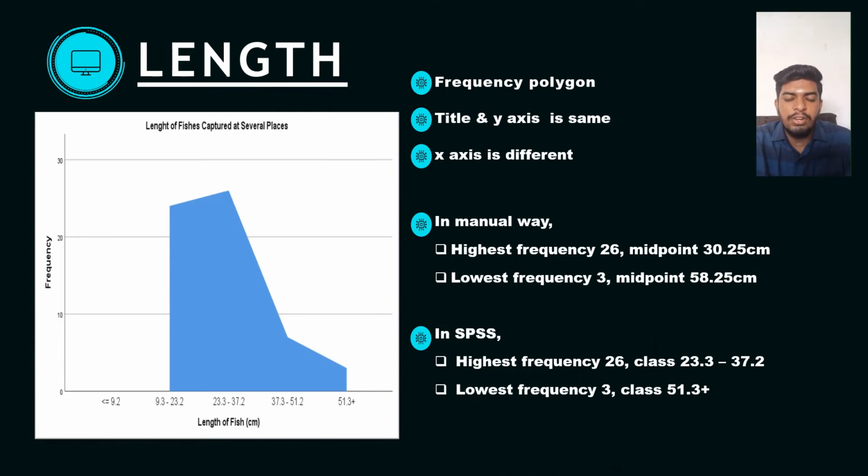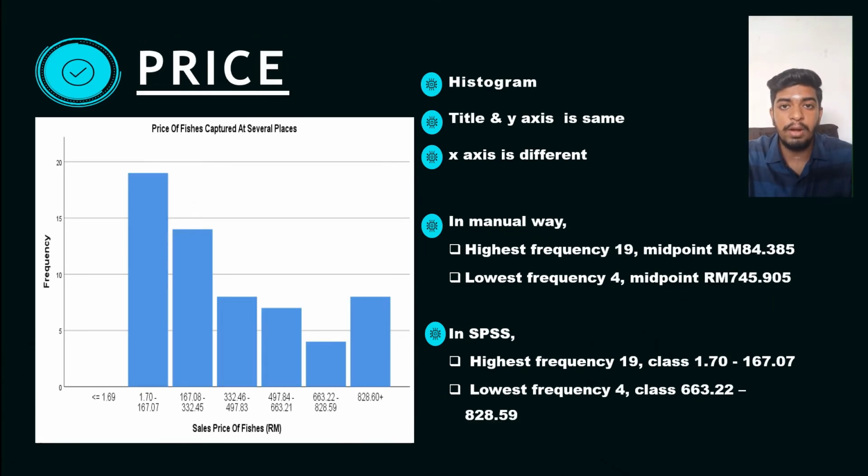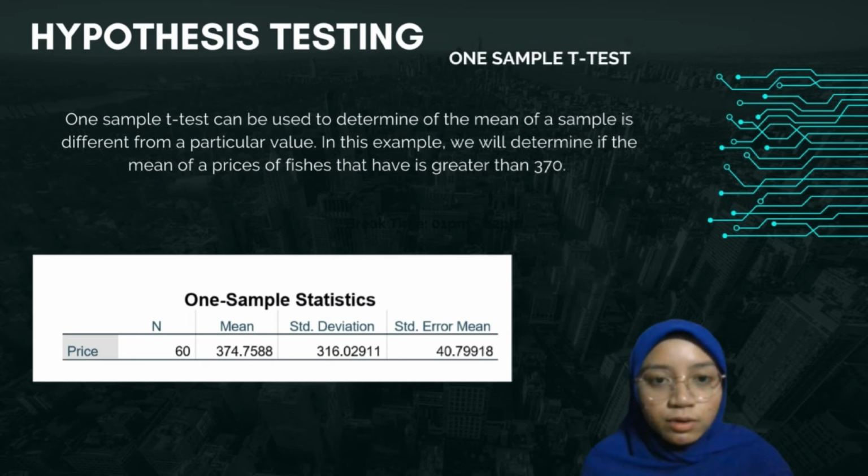After that, based on the frequency polygon graph of length by manual way and in SPSS, the title is the same, the length of fish captured at several places, and the y-axis is also the same, which is frequency, but the x-axis is different: in the manual way it refers to the midpoint, while in SPSS it refers to the classes. Lastly, based on the histogram of price from the two different ways, manual and SPSS, the title of both graphs is the same, the price of fish at several places, and the y-axis is also frequency, but the x-axis is different: in the manual way it stands for midpoint, while in SPSS it is classes. Nabila will continue for hypothesis testing.